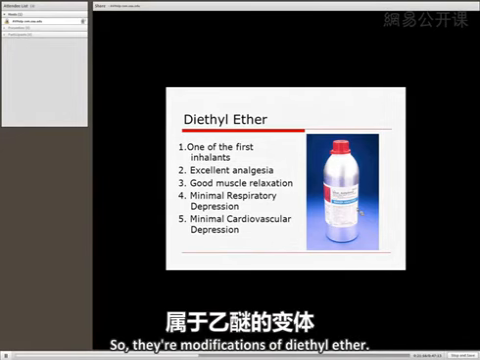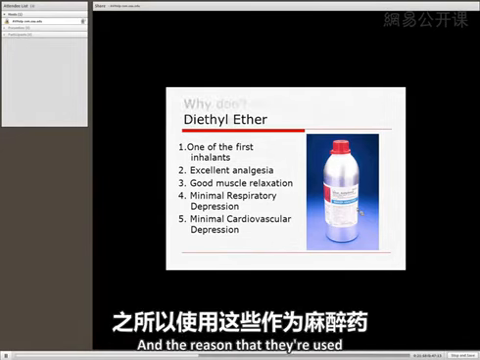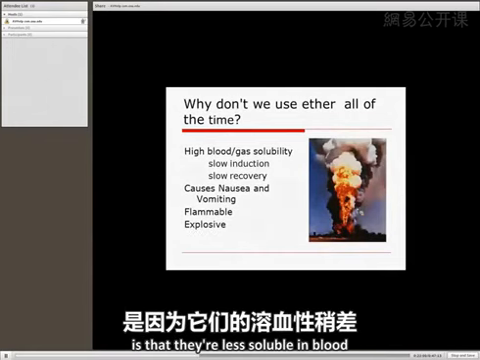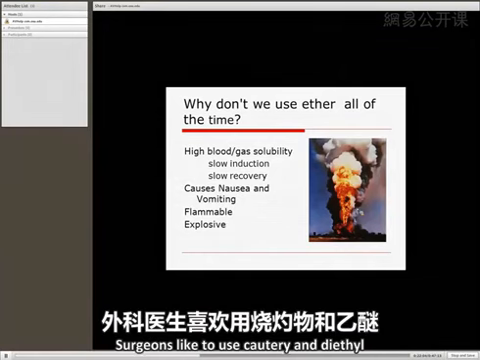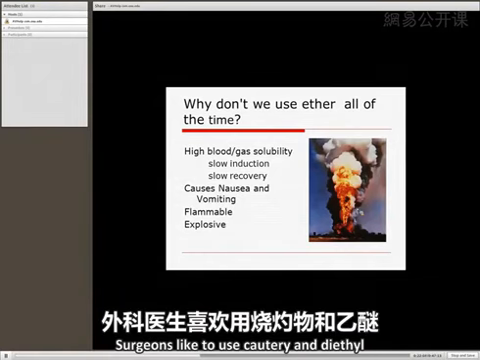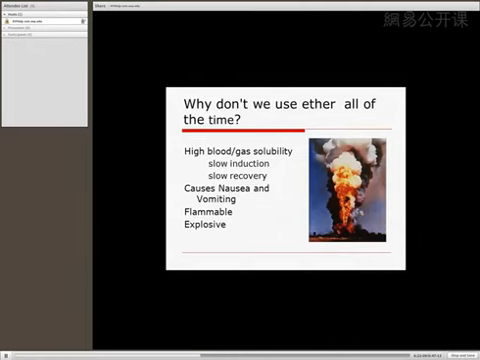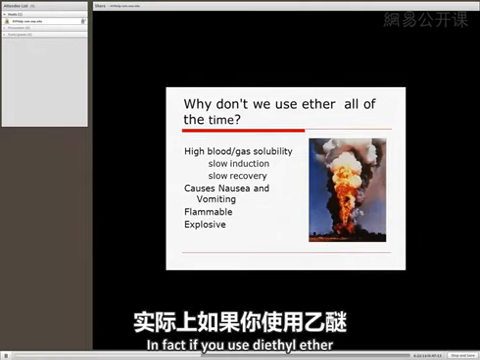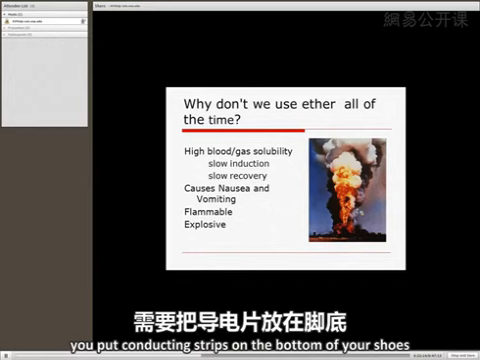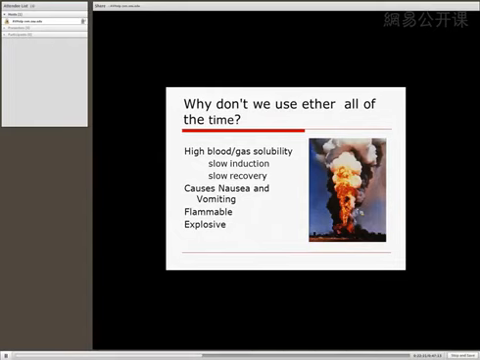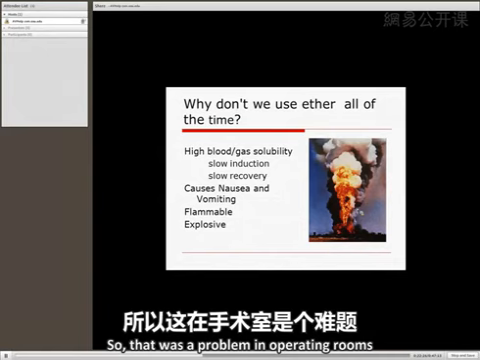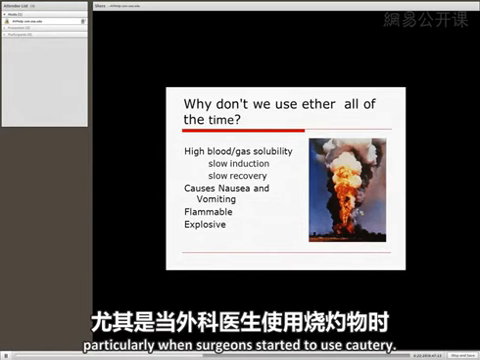So they're modifications of diethyl ether, and the reason that they're used is that they're less soluble in blood, as we talked about, but the biggest thing is surgeons like to use cautery. And diethyl ether is explosive. In fact, if you use diethyl ether, you put conductive strips on the bottom of your shoes because even the spark from static electricity in the room could cause diethyl ether to explode. So that was a problem in operating rooms, particularly when surgeons started using cautery.